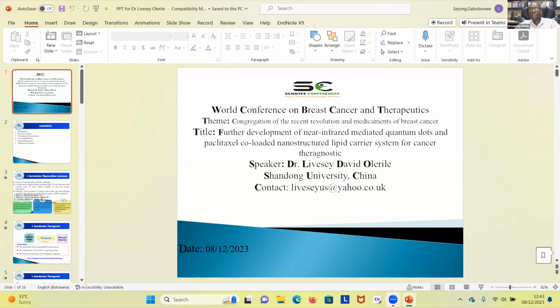From Shandong University, China, and is entitled Further Development of Near-Infrared Mediated Quantum Dots and Paclitaxel Correlated Nanostructured Carrier System for Cancer Diagnostic.